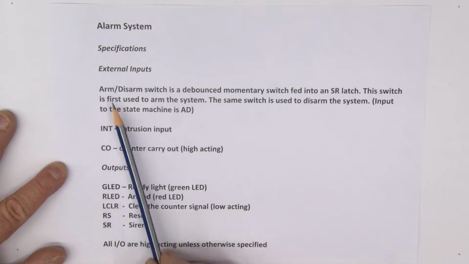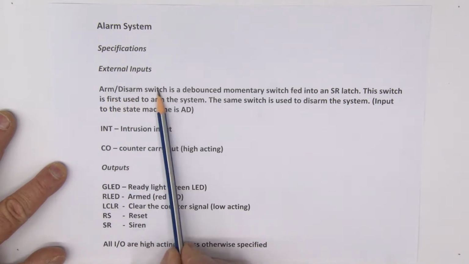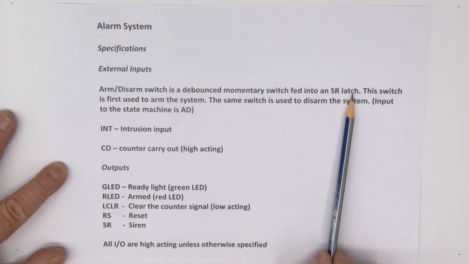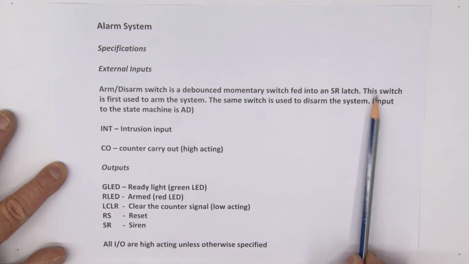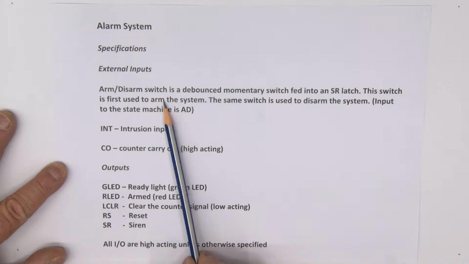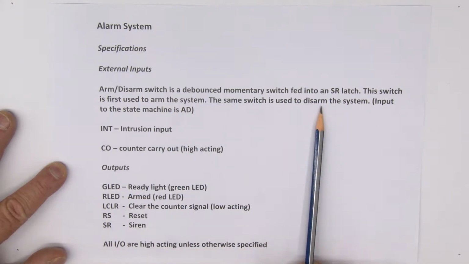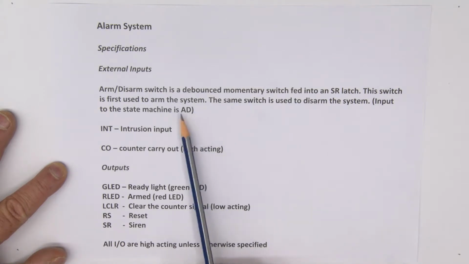It's a state machine. So we're going to have an arm-disarm switch, which is a debounced momentary switch, which is going to be fed into an SR latch. This switch is first used to arm the system, and then the same switch will be used to actually disarm the system. And we're going to call the output of that switch AD. So that's really the output of the switch SR latch combination. It's really coming out of the SR latch.